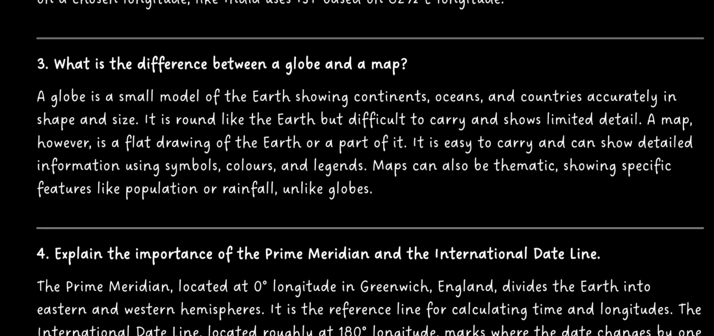A map, however, is a flat drawing of the earth or a part of it. It is easy to carry and can show detailed information using symbols, colors, and legends. Maps can also be thematic, showing specific features like population or rainfall, unlike globes.